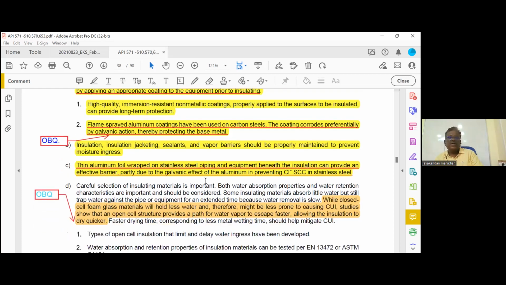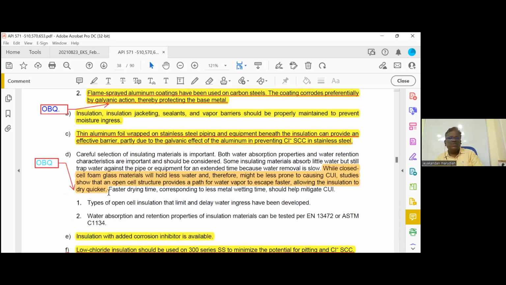C. Thin aluminum foil wrapped on stainless steel piping and equipment beneath insulation provides an effective barrier. That is important. And this one was asked in the last exam. While closed cell foam glass material will hold less water and therefore might be less prone to causing CUI. Studies show that an open cell structure provides a path for water vapor, allowing the insulation to dry quicker. So closed cell foam glass, that is important. Open book question, but it's not highlighted, so highlight it, because in the last exam it was an open book question.